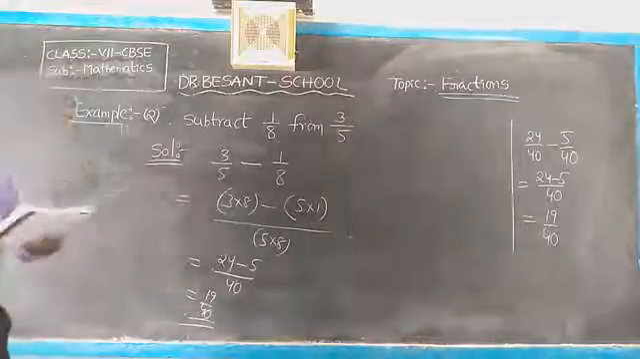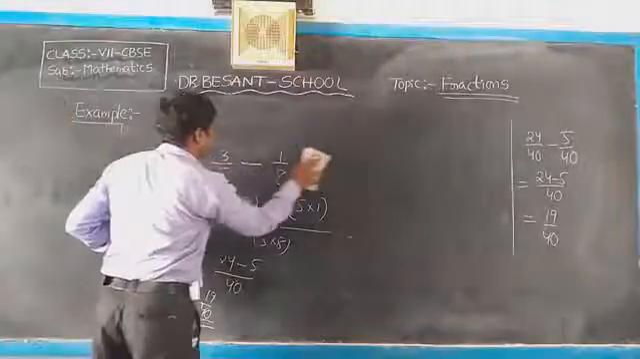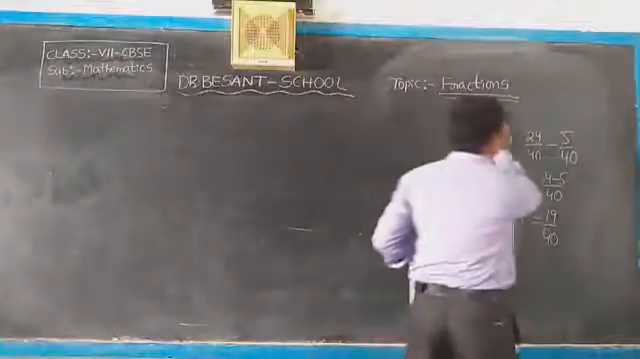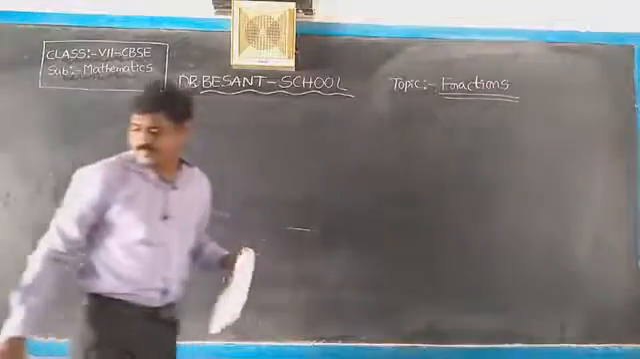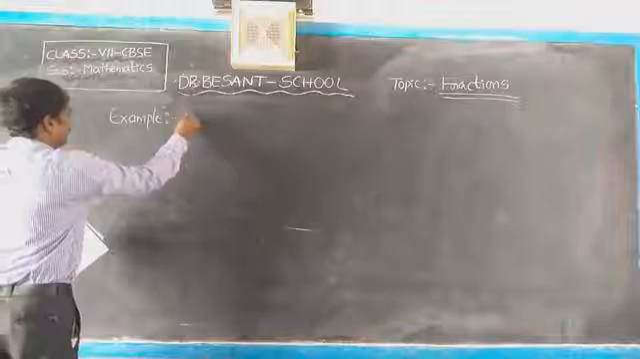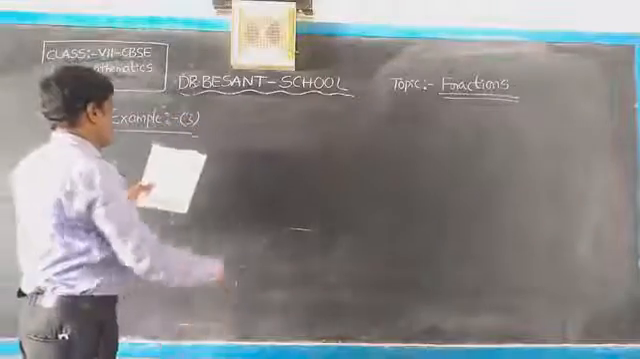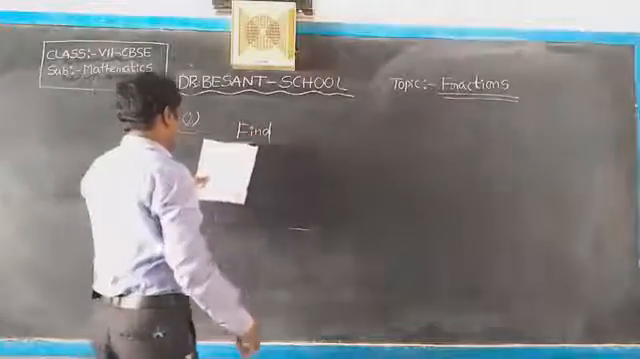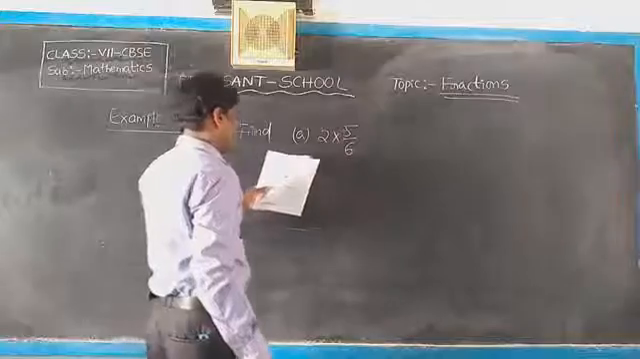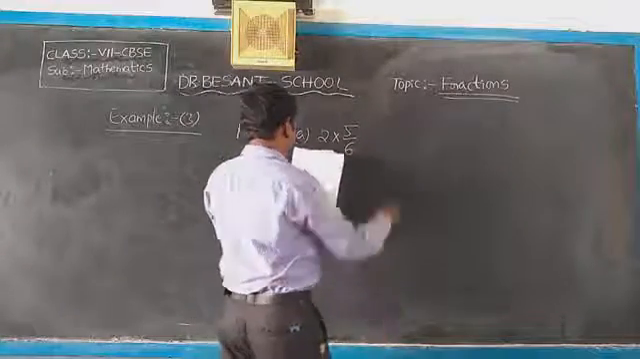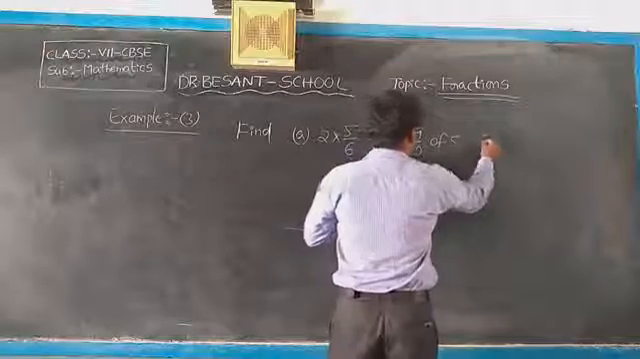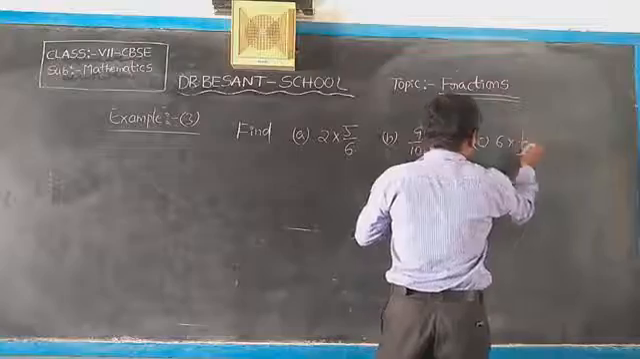Next, example 3. Find: A, 2 into 5 by 6; B, 9 by 10 of 5; C, 6 into 1 by 3.